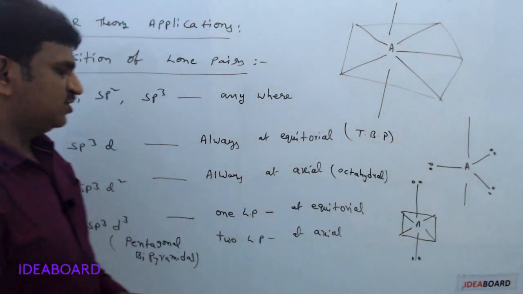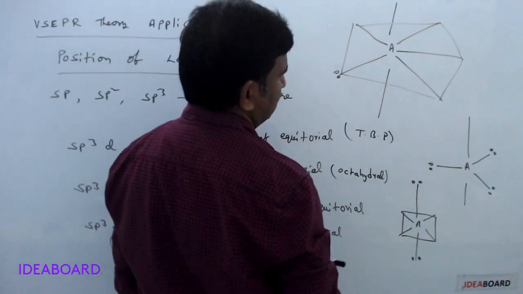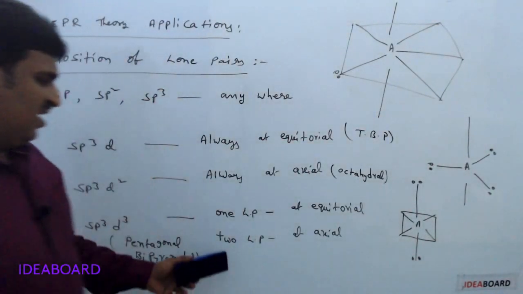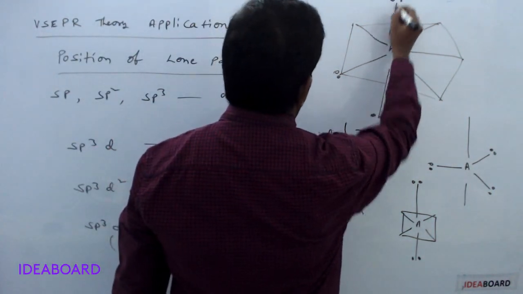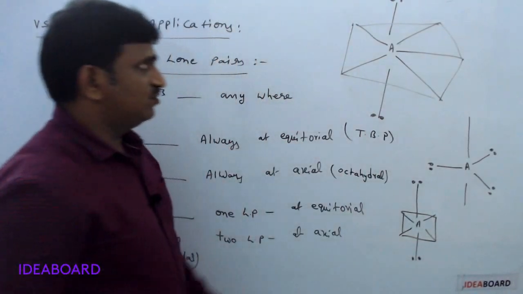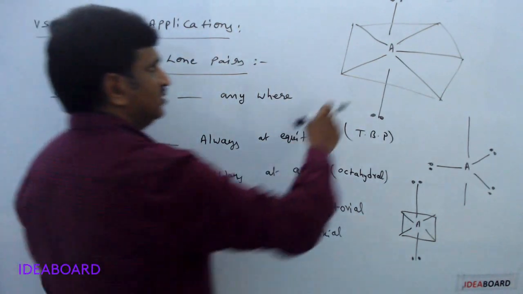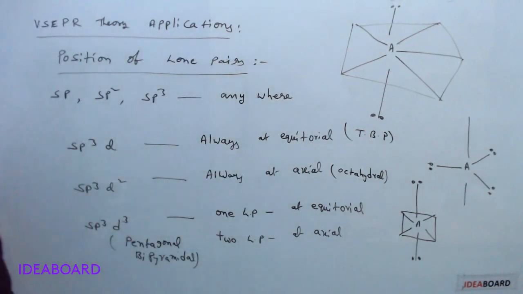This is the pentagonal bipyramidal shape. If one lone pair is at equatorial, equatorial means either this position or this position or this one or this one or this one. For two lone pairs, axial means these are the axial positions. So when two lone pairs are present, they are above the plane and below the plane. If one lone pair is present, then it is at an equatorial position. So when we are writing about the structure, it is better to remember the position of lone pairs also.